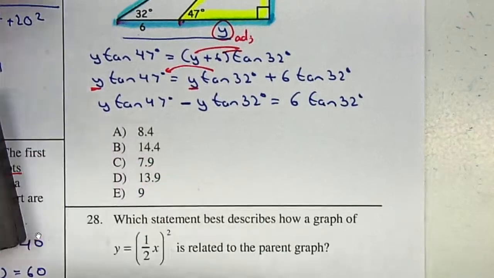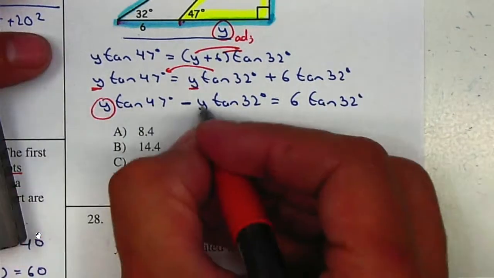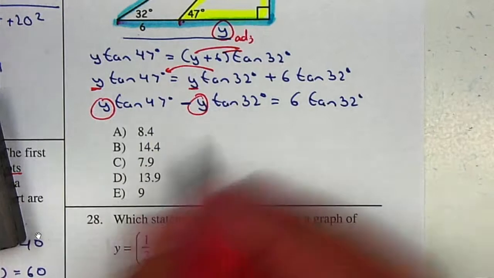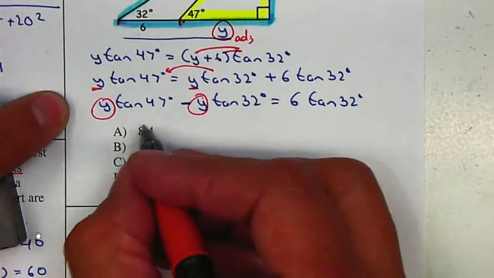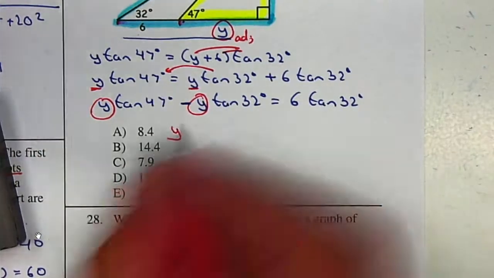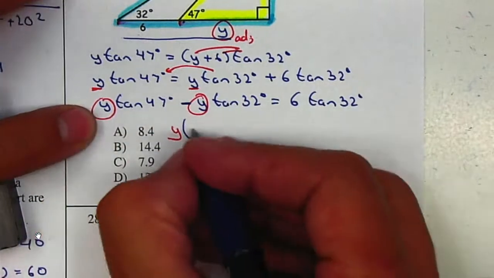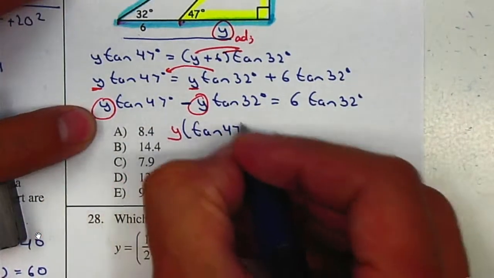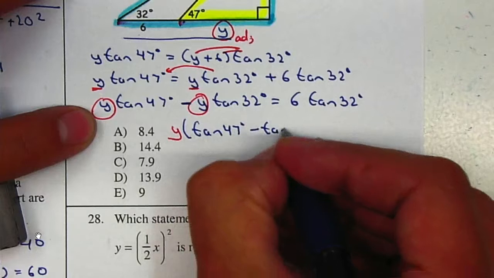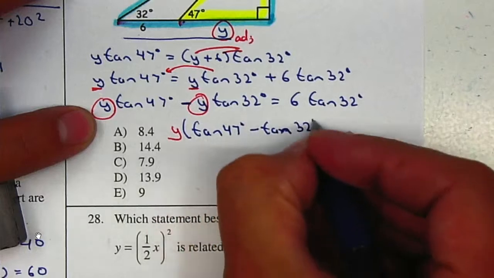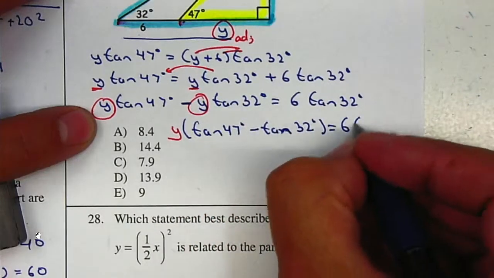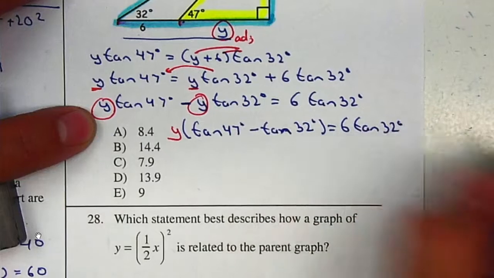From here, on the left hand side, they both have a y, so I can factor out the y. And that's why I was trying to get the y's on the left hand side. So now I'm going to factor out the y, and what's left? Well, tangent of 47 degrees minus the tangent of 32 degrees is equal to 6 times the tangent of 32 degrees.